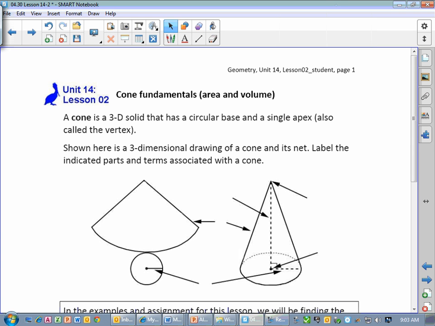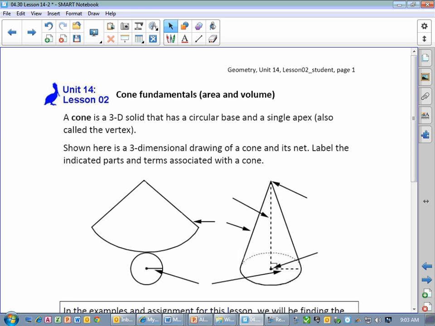So just like cylinders are prisms with circular bases, cones are pyramids with circular bases. So the same general ideas apply. Okay, so a definition of cone is a 3D solid that has a circular base and a single apex. Okay, so starting off, let's go ahead and label the parts of this cone.